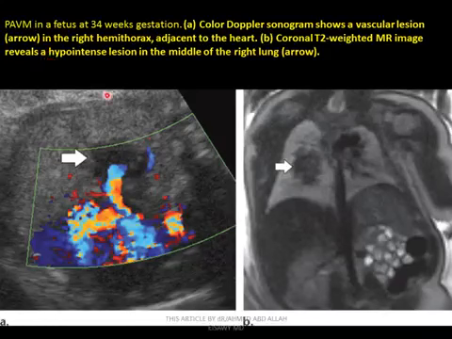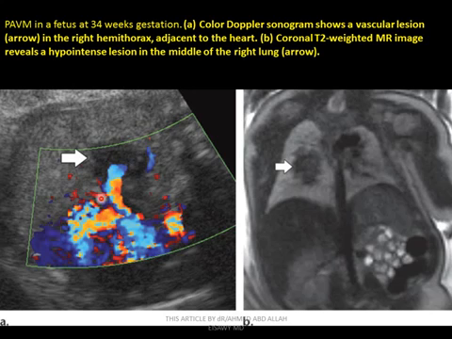BAVM in a fetus at 34 weeks gestation. Color Doppler shows a vascular lesion in the right hemithorax adjacent to the heart. Coronal T2 MRI shows a hyperintense lesion in the middle of the right lung. Hypointense lesion, low signal in the middle of the right lung. Avascular malformation.